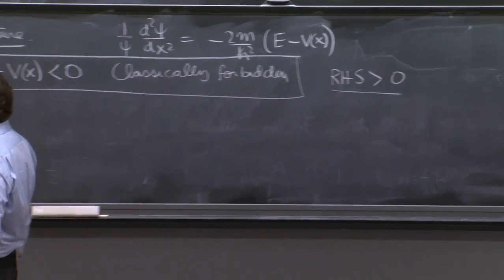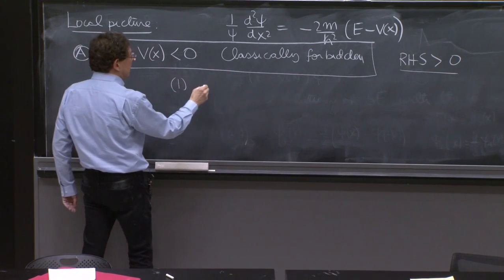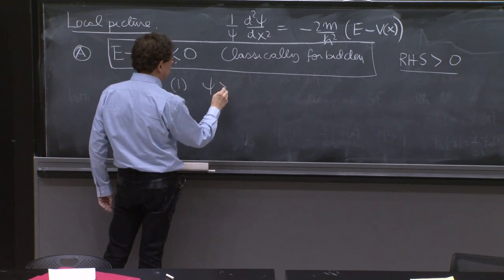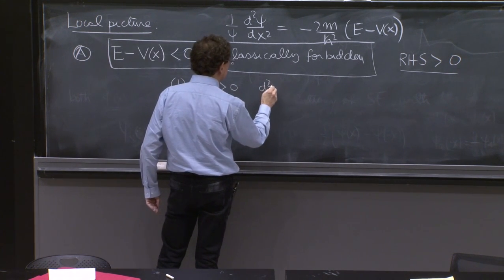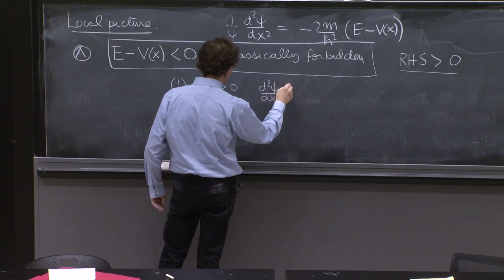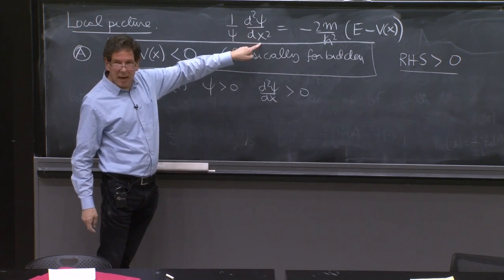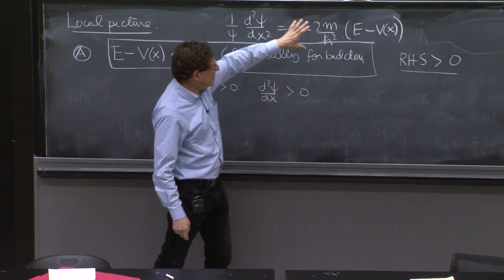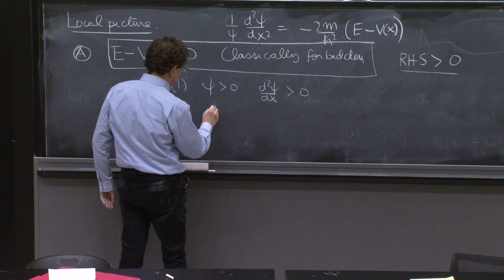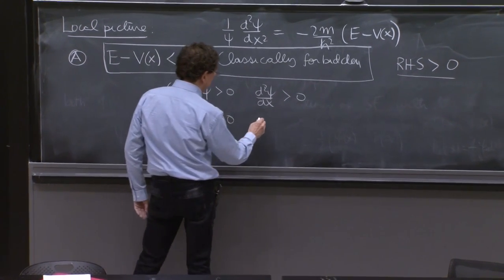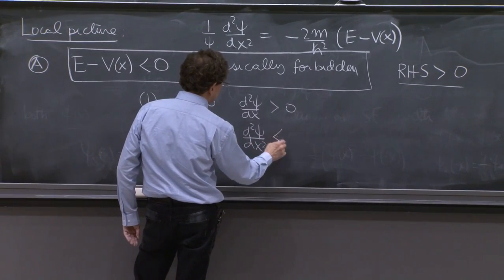Now, this gives you 2 possibilities. It may be that psi at some point is positive, in which case the second derivative of psi must also be positive, because psi and the second derivative appear here. If both are positive, this is positive. Or it may be case 2 that psi is negative and the second derivative, d squared psi dx squared, is also negative.